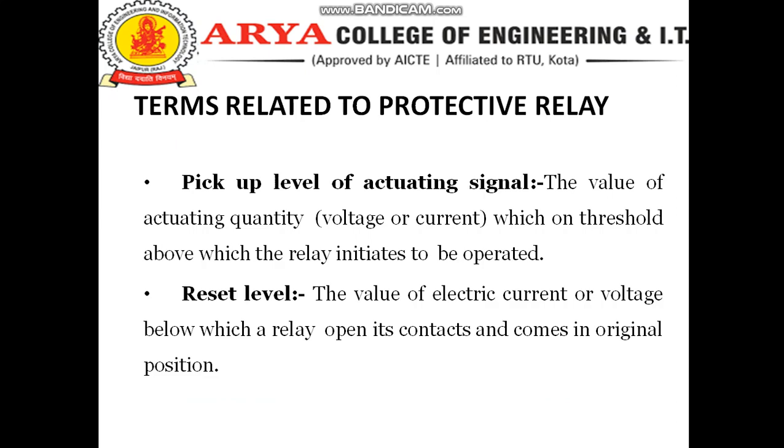Terms related to protective relay. First one, the pickup level of actuating signal. The value of actuating quantity, that is voltage or current, above which the relay initiates to operate. Reset level. The value of electric current or voltage below which a relay opens its contact and comes to its original position.